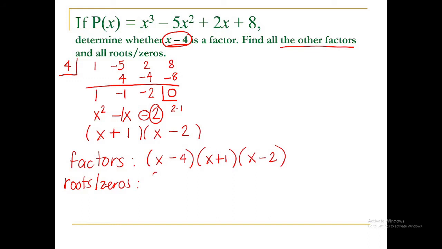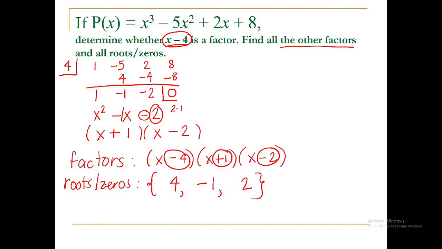What are the roots or the zeros here? It's so simple. Focus on each factor. You get the opposite for each factor. We will be using braces for this case because this is a solution set. So for x minus 4, what is the opposite of negative 4? Positive 4, sir. Positive 4. For x plus 1, negative 1. For x minus 2, positive 2. So that is how to get the roots. The roots came from the factors.